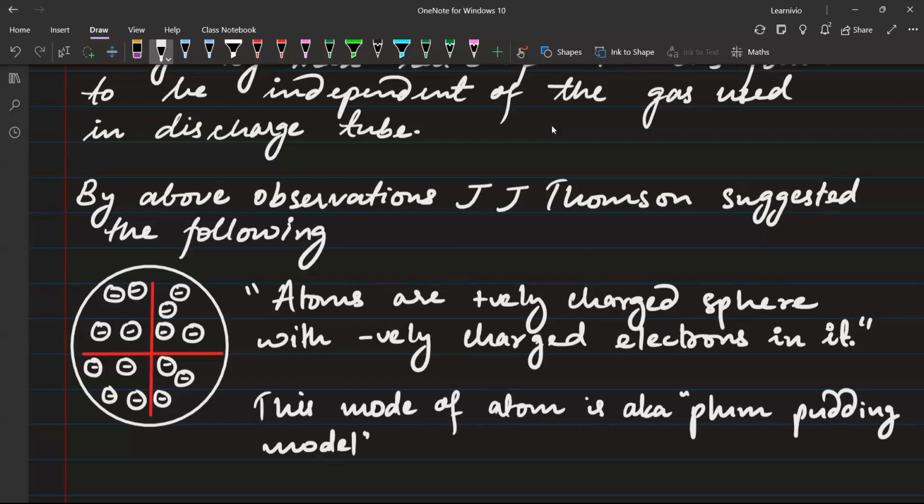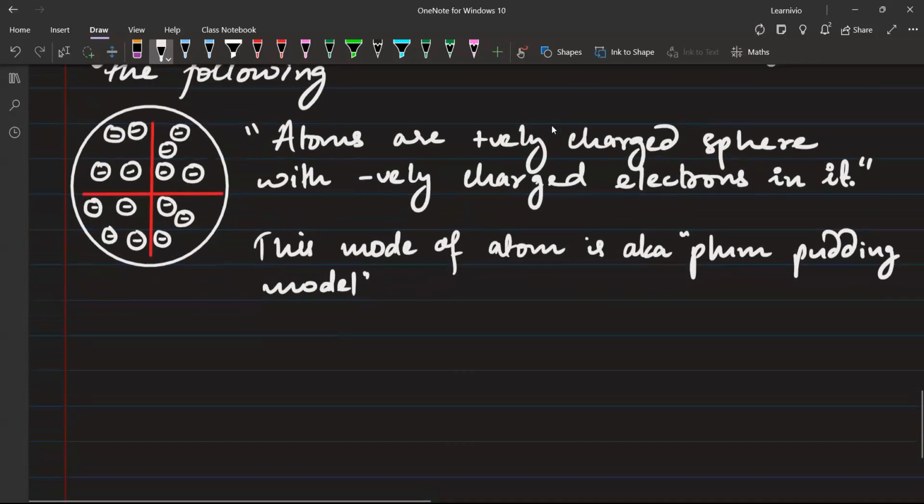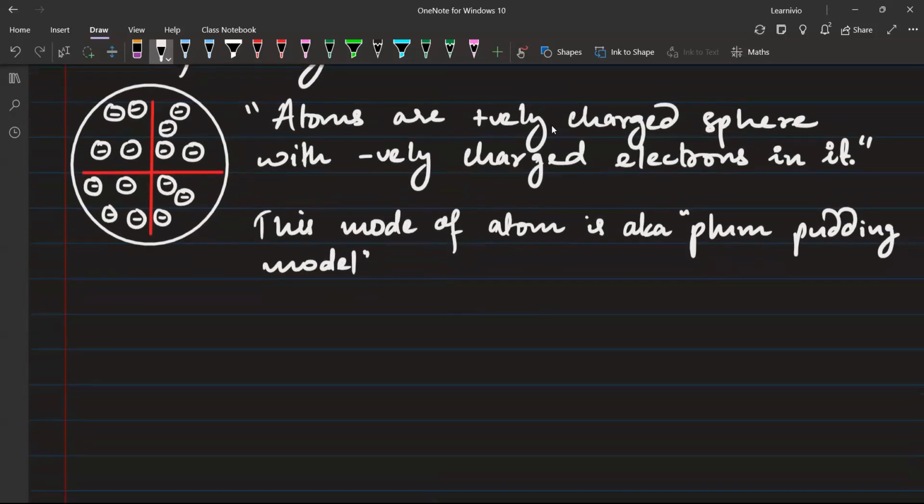All of you guys understood what happened? Yes or no, please tell me. Yes, sir. Now, next was the discovery of the proton. So I hope you have written till here. This model of atom is also known as plum pudding model. Okay, Zainab?